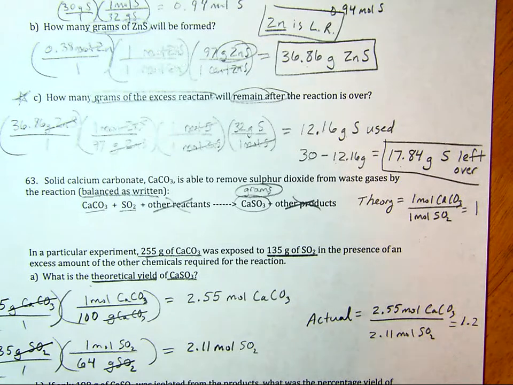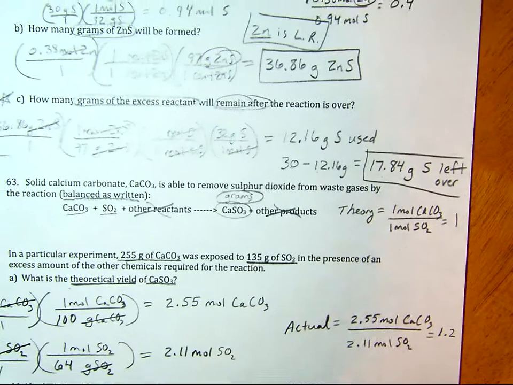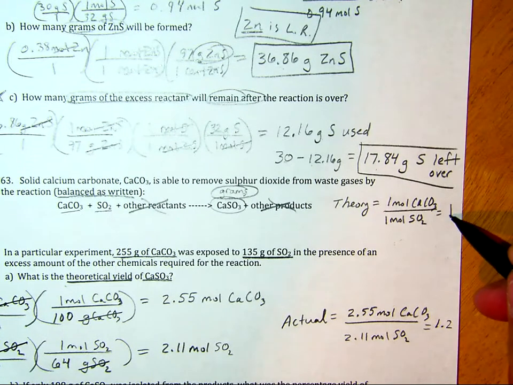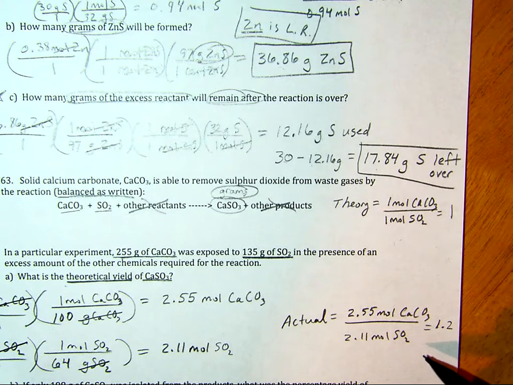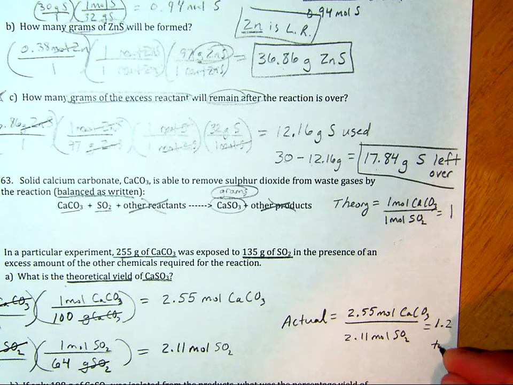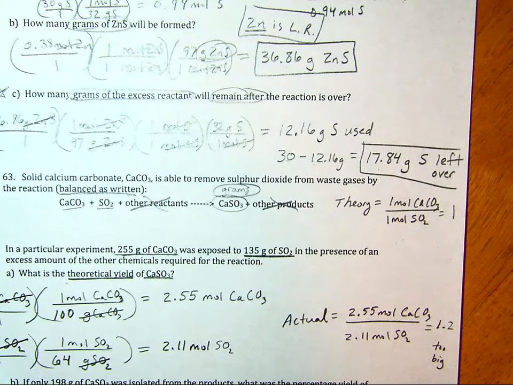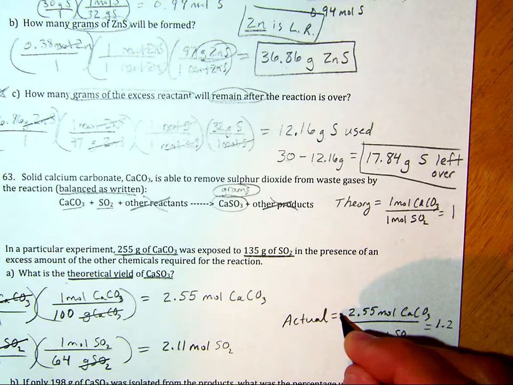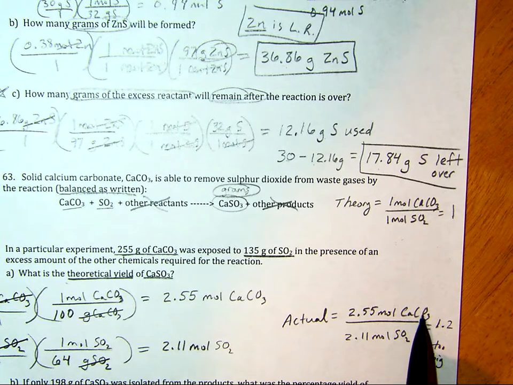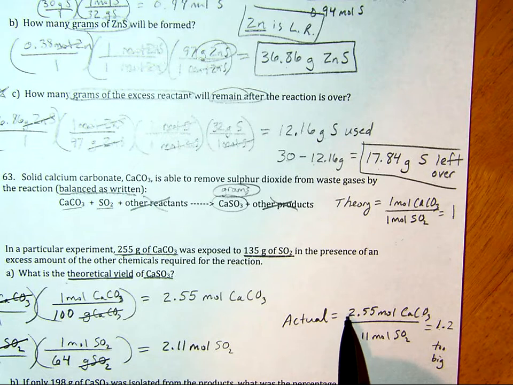So 1.2. Now, let's compare those two numbers. In theory, it was 1, but in actual numbers, we got 1.2. So this is too big. So, let's ask ourselves, why is it too big? If we had more of the top number, if we had more calcium carbonate, what would happen to this number? Well, if we had more of the top one, it would go up. We don't want that number to go up.